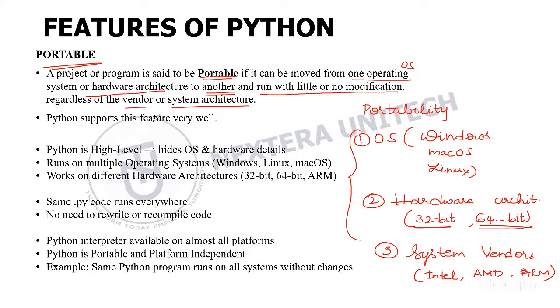Python programs are highly portable because it is a high-level language and it hides your OS and hardware details. It runs on multiple operating systems and also works on different hardware architectures. It is a platform independent language, so the same .py code will run everywhere. You don't need to rewrite or recompile it for different OSs. There's also an interpreter available in Python, which converts the code into machine language in appropriate ways for OSs like Windows, Mac OS, or Linux.